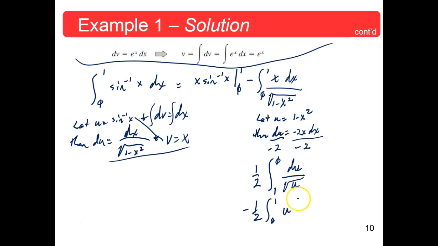U to the what? -1/2 du. Okay? Can you integrate that? So -1/2 times... how? It would just be... the antiderivative of that.